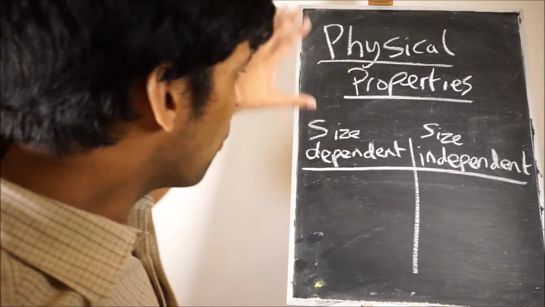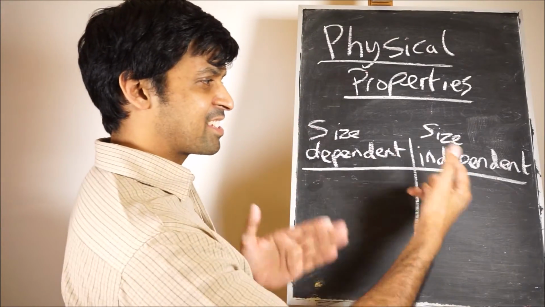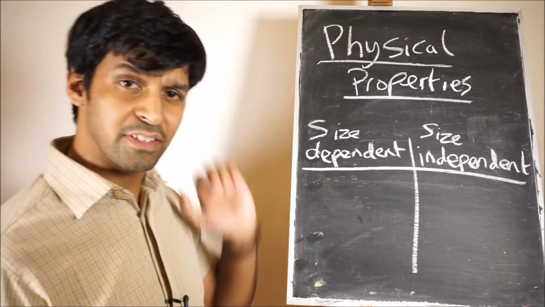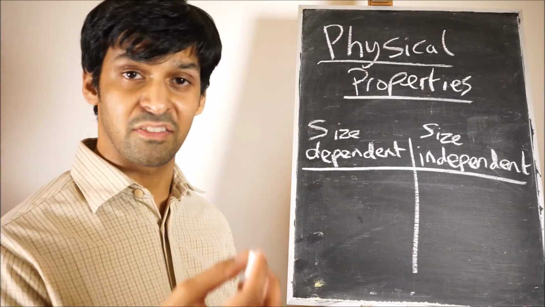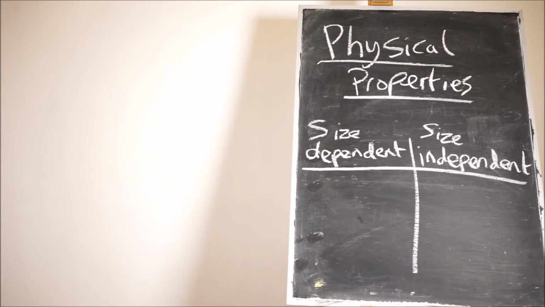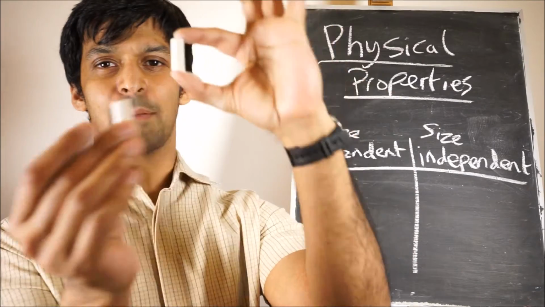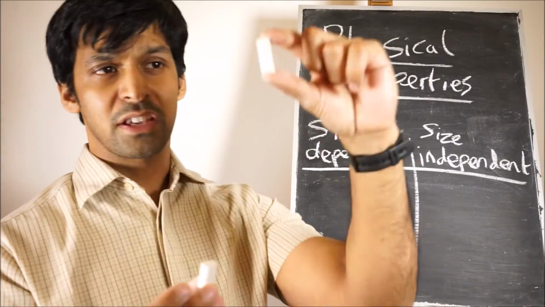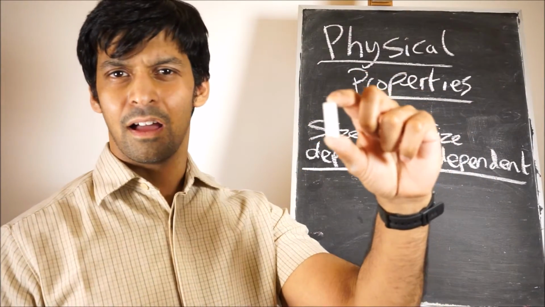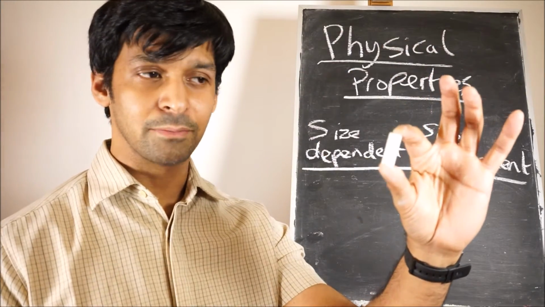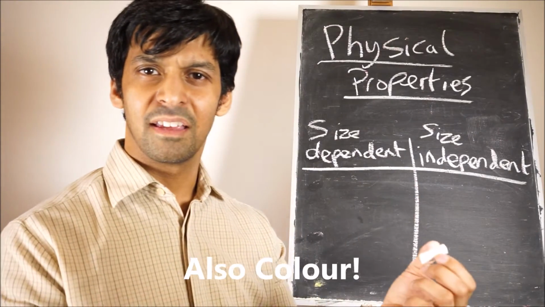So anyway, I've got this chart here, and I've split it up into two things, size dependent and size independent. Size-dependent physical properties are properties that change if you change the size of the piece of matter that you're looking at. For example, I've got two pieces of chalk here, this one and this one. They're identical except this one is bigger. So this one is going to have a bigger length, a bigger volume, a bigger mass, this kind of thing. But things that don't change are things like the melting point, the boiling point, things like that.